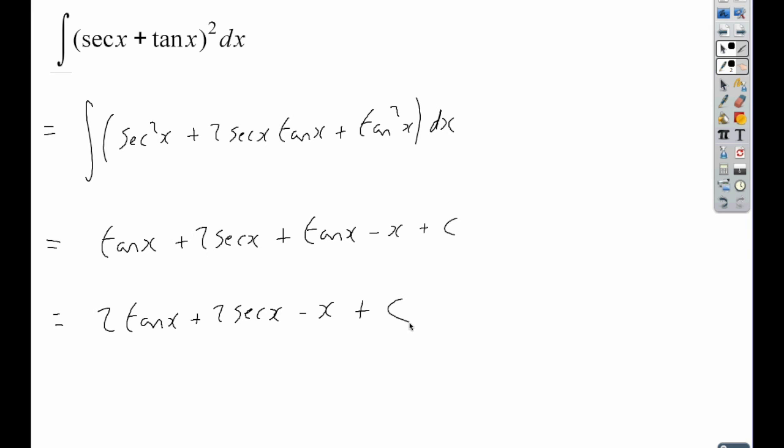Next I'll suggest you work through the third exercise, that is exercise C, and try and do as many of those as you possibly can, using the answers in the back of the book to check.